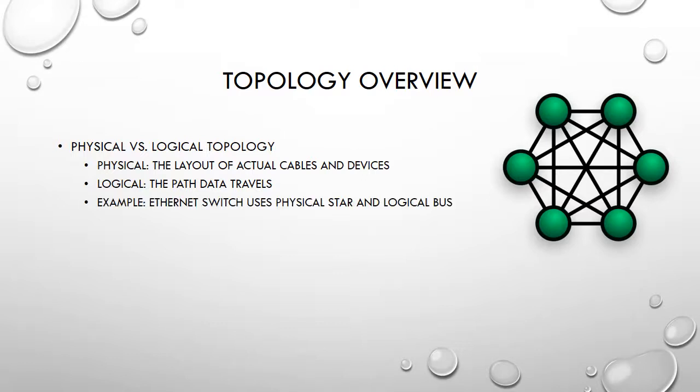An example of this is an Ethernet switch network. An Ethernet switch uses a physical star topology because you plug multiple devices into an Ethernet switch. But the logical topology that it uses is actually a bus because data travels from a specific point to a specific destination.